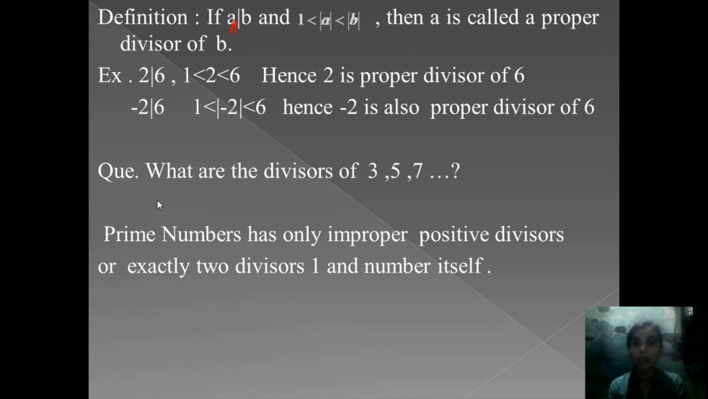Can you say what the divisors of 3, 5, 7 and so on are? Since 3 is a prime number, 5 is a prime number, 7 is a prime number, the divisors of 3 are 1 and 3, the divisors of 5 are 1 and 5, the divisors of 7 are 1 and 7. That is, a prime number has only 2 divisors, 1 and the number itself. Or we can say that a prime number has only improper positive divisors.